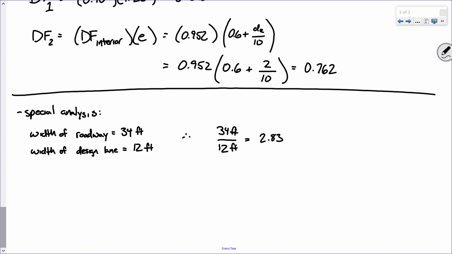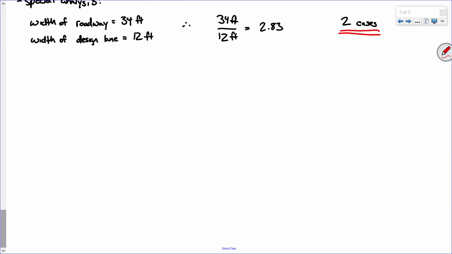0.83. So let's see if you all remember. How many times would we then perform special analysis? No, 2. We only put as many design lanes as will fit on the structure. So we're only putting 2. Okay, so we perform special analysis twice. So maybe I'll put 2 cases. 2 cases of special analysis.